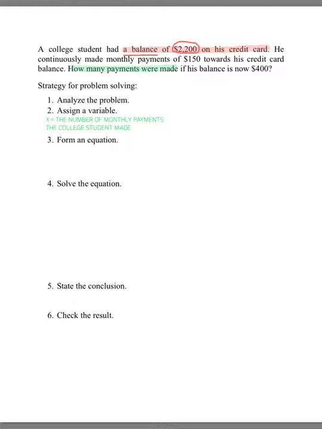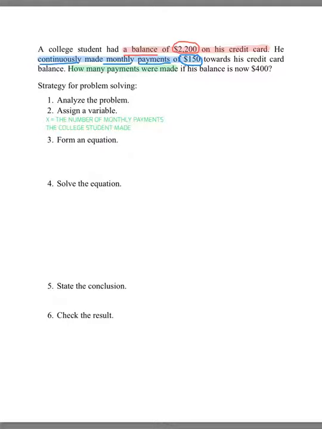Now it says that he continuously made monthly payments of $150 towards his credit card balance. So here we go. So continuously made monthly payments of $150. So the key things in this sentence is the actual number. So he's paying $150 towards his credit card. And another key thing is that monthly. So he's making these payments monthly and continuously.